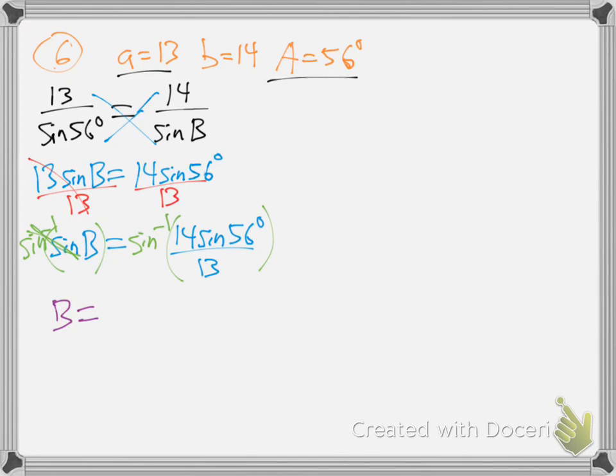63.228 degrees. That's an angle. Y'all getting that? But there might be another. There might be one that's in the second quadrant, more than 90, an obtuse angle. More than 90. This is an acute angle, less than 90.